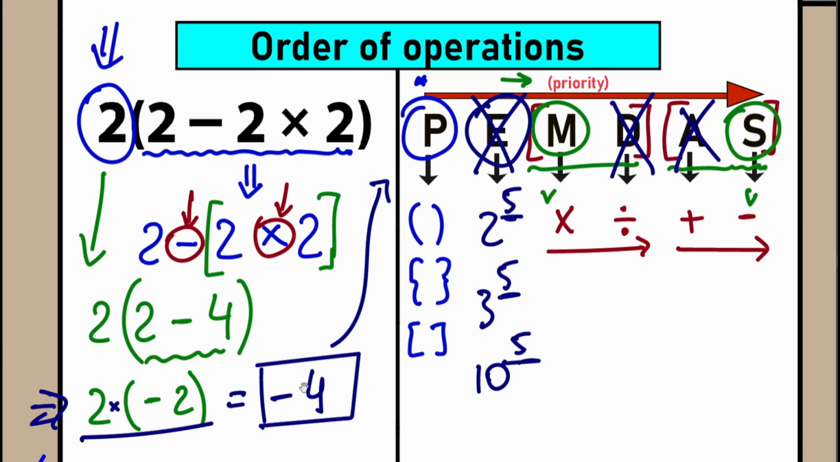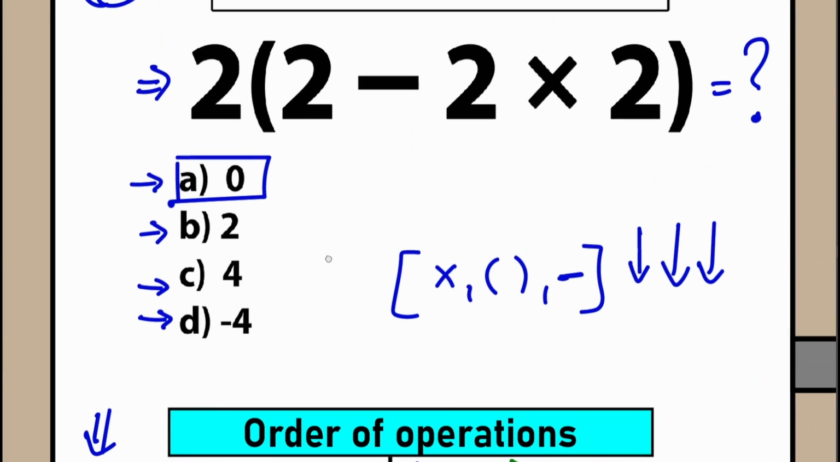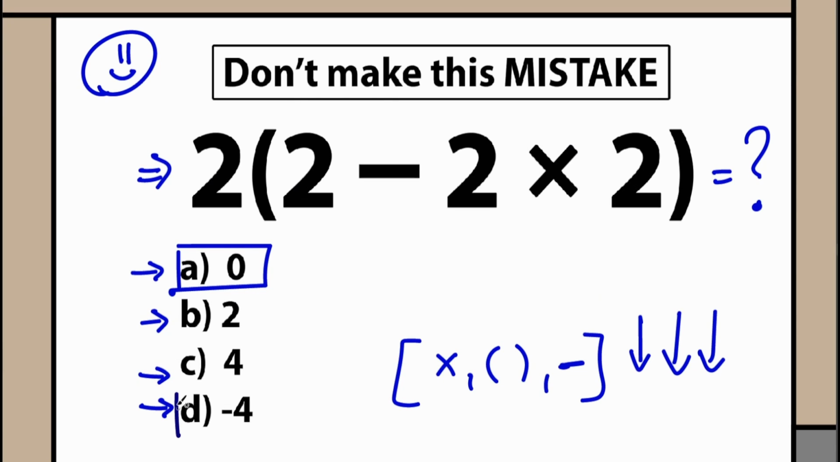So let's go back to the beginning. -4 is the correct answer. Let's look closely. Where do we have it? Here we have this answer. This is our -4. We have this answer right here. But why is 0 wrong?